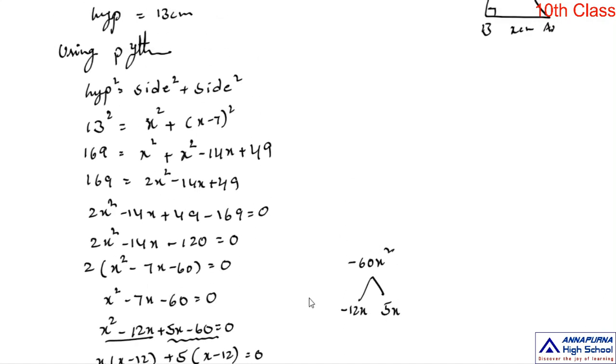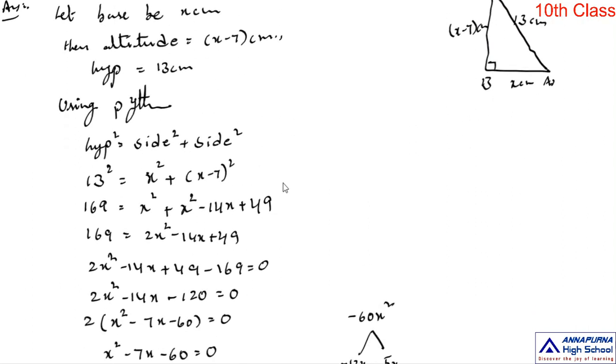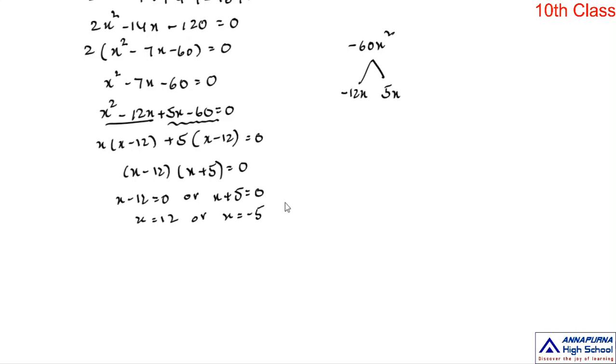So, but what is x? X represents one side of a right angle triangle. That quantity cannot be negative. So x is not equal to minus 5. So therefore x is equal to 12, since x cannot be negative.